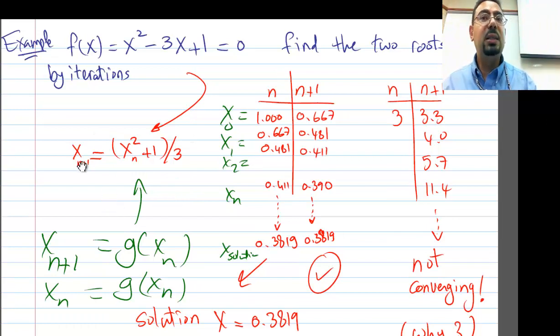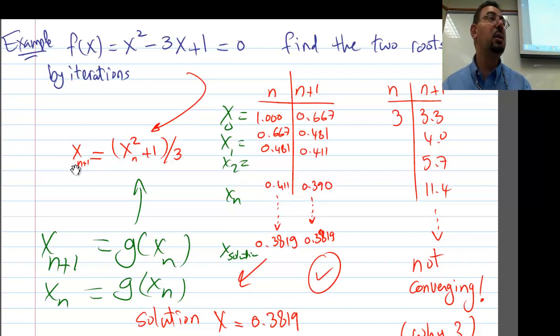Okay? This is xn plus 1, this is xn. This is where we put the initial guess. This is what we will calculate, the xn plus 1, the improved guess that we will use and reuse and reuse. So in that formula, he starts with x equal 1. So 1 squared plus 1 over 3, that's 2 over 3, that's 0.667. Okay? So that's xn plus 1.